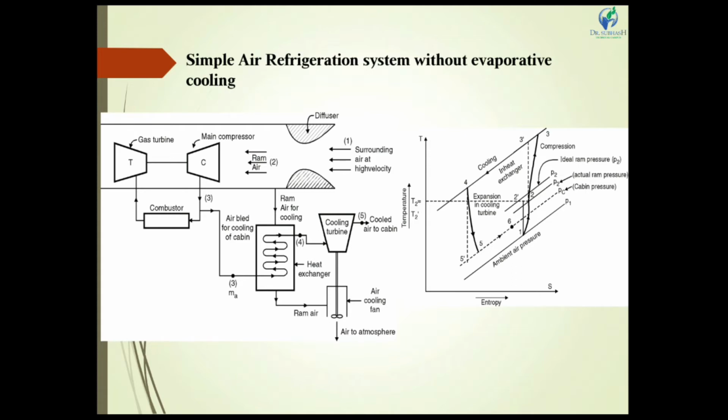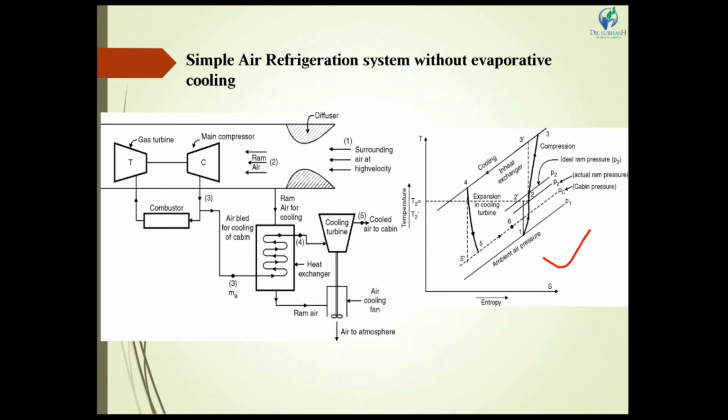First we start with the TS diagram, temperature and entropy. First you have to show that P1 is the ambient air pressure. Ambient air pressure means that at higher latitude, where the plane or any aircraft is flying, there is a low pressure compared to ground level pressure. That is called ambient pressure. The density of air is low and pressure is low. We consider 1 bar pressure at ground level; at high latitude it is less than 1 bar.